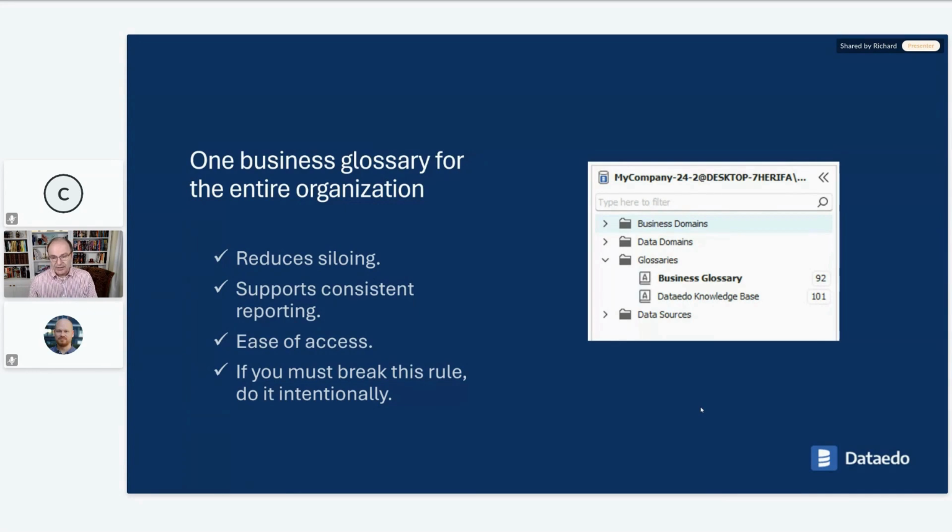Now, I will admit that there are times when it's needful to have more than one glossary. There are situations where it's needful. All I say is, if you have to break the rule, go ahead and break the rule, but do it intentionally. Don't do it by accident. If you import terms and definitions for several different departments and put them into several different glossaries, that is an accidental creation of multiple glossaries. Do it intentionally. Understand that you want to have one glossary, but there is a specific reason that you need to break the rule. Understand that, make it an obvious choice that you broke the rule.